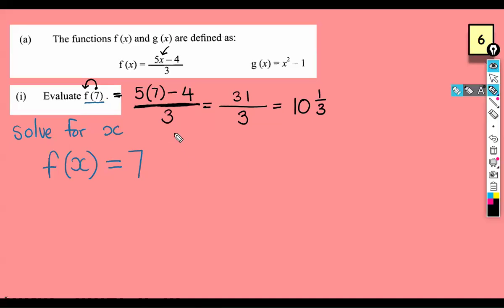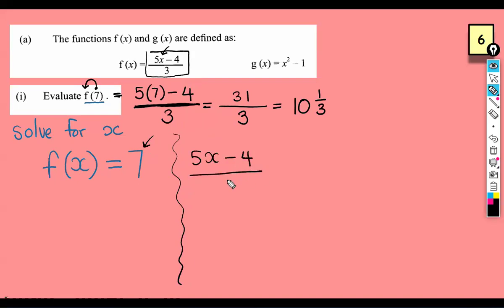So let me put a little spacer here. So this time the 7 is not in the brackets. In fact, the 7 is on the other side of the equal sign. So what they want you to do is take the expression they gave you for f(x), which is 5x minus 4 divided by 3, and put this equal to 7, and solve for x. Now, it's going to end up being a cross multiplication question because 7 is the same thing as 7 divided by 1. So you can just do what?